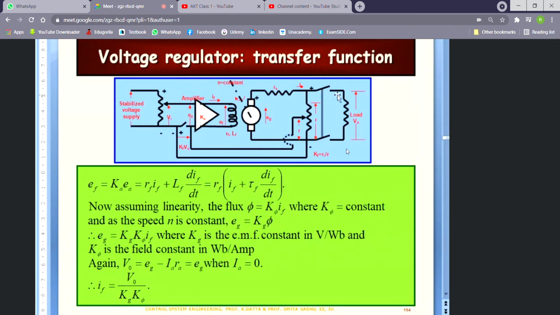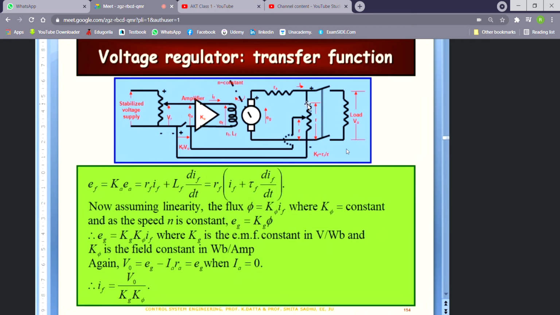Ma'am, here we are considering RA to be maximum or IA to be 0. RA, IA, which one, what did you say? Ma'am, in that equation VO equal to EG minus IARA. Okay, I'll just tell you again. We are considering that this small r over here, this whole resistive element across this side, is large, right? So if this is large, what will happen? Small r is large, this resistive element over here.